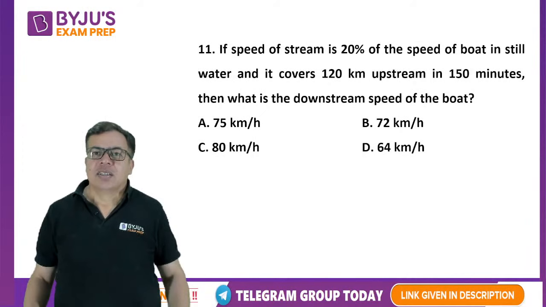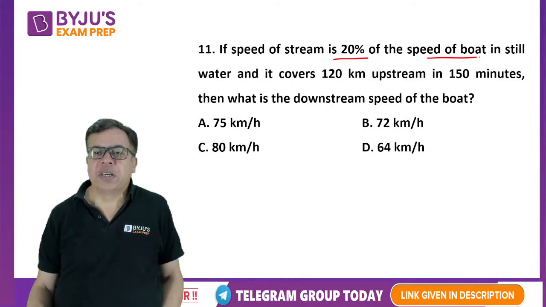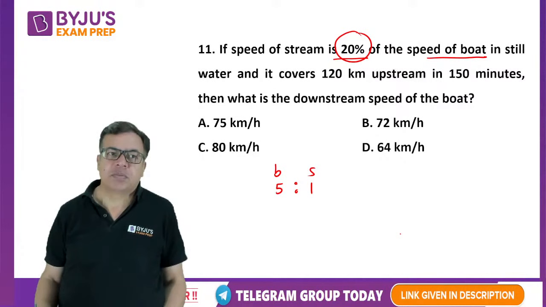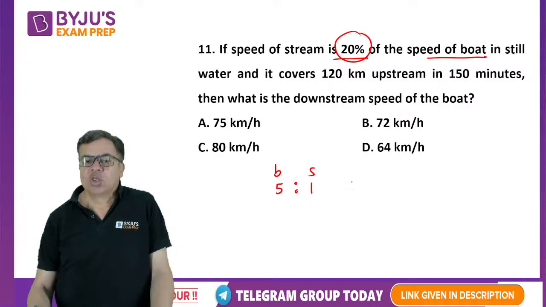Okay, let's see this. If speed of the stream is 20% of the speed of the boat in still water, right? So, यहां से ratio मिल गया. फिर से रेशियो लिखूंगा बोट एंड स्ट्रीम 5:1. 20% का मतलब हो गया ना 5:1. Right? It is 1/5 of the speed of the boat in still water. So that means downstream कितनी हो गई 5+1, अपस्ट्रीम कितनी हो गई 5-1.